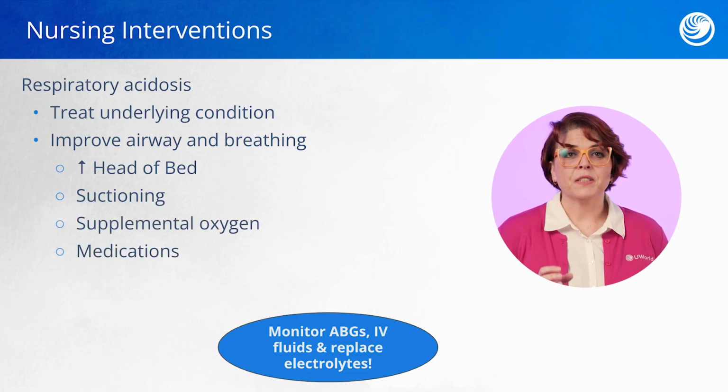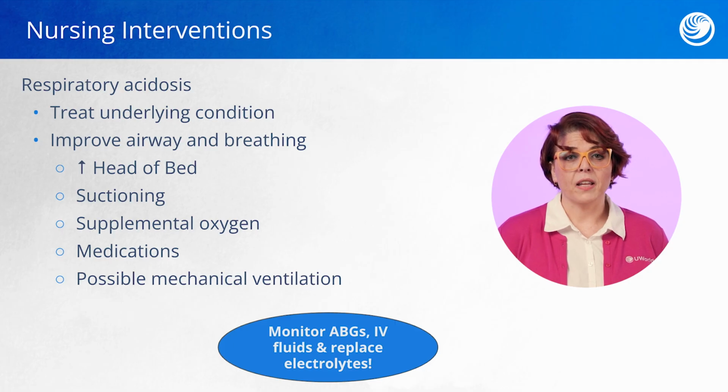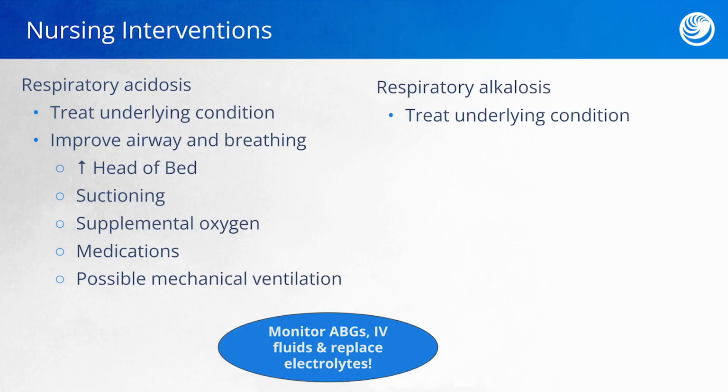Medications are going to be based on the underlying diagnosis. So if my patient had an opioid overdose, maybe they would get Narcan. If we don't catch these for our patient early, they could end up with possible mechanical ventilation. Now let's talk about respiratory alkalosis interventions. Again, the healthcare provider is treating that underlying condition, but we need to improve that airway and breathing.